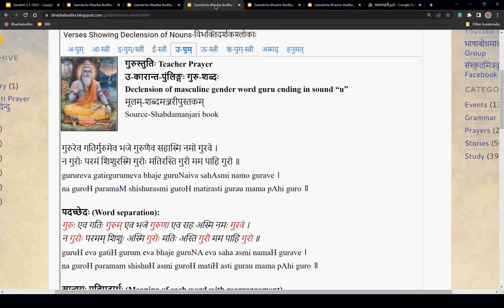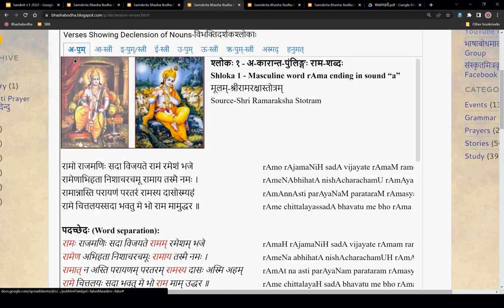So in shlokas, for example here, Ramo Rajamani, though there is a break shown in writing, we should not stop like that. Ramo Rajamani Sada Vijayate Ramam Ramesham Vaje. It's not like that. Continuous. Ramo Rajamani Sada Vijayate Ramam Ramesham Vaje Ramena Bhyata Nishacharachamo Ramaya Tasmai Namaha. That's one single line. No pause.